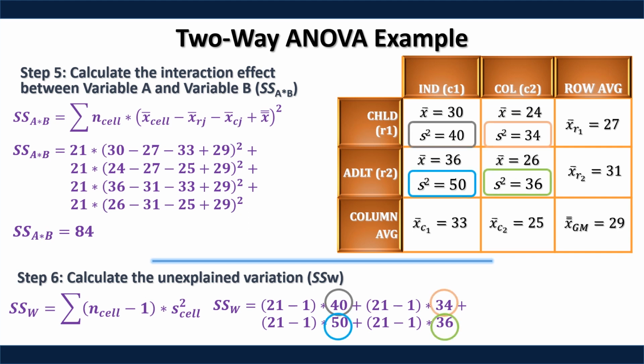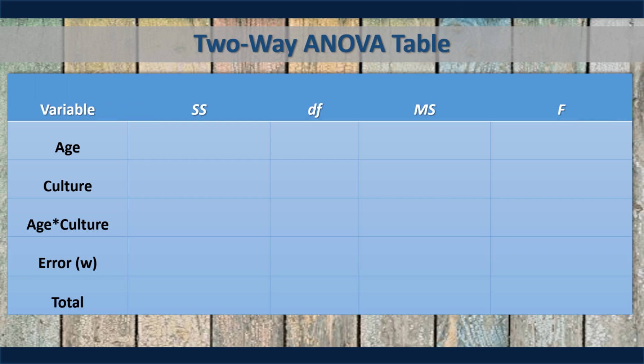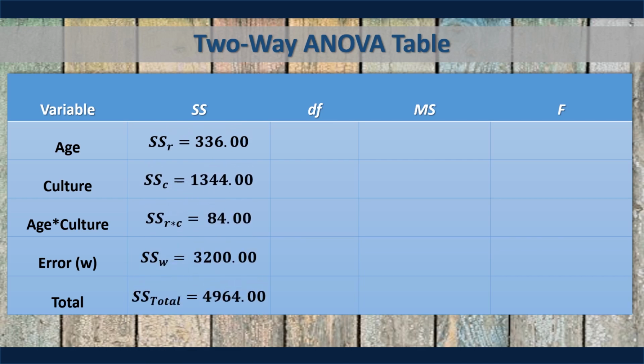Again, doing the basic arithmetic, we get sum of squares within, or unexplained variation, of 3,200. So now that we've calculated all of the sum of squares for age, culture, the interaction, and within groups variation, we can complete the remaining parts of our two-way ANOVA table.